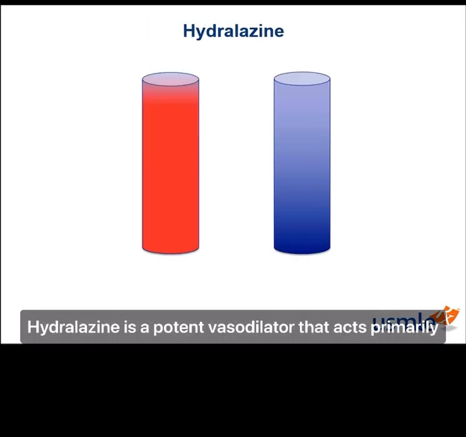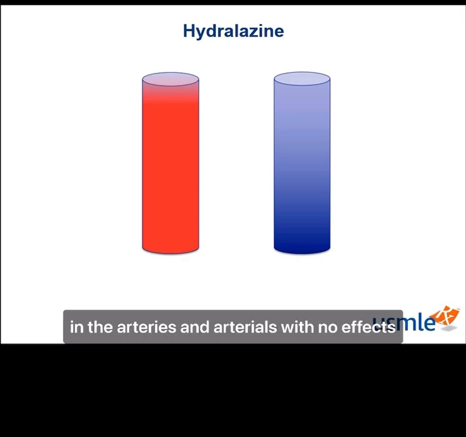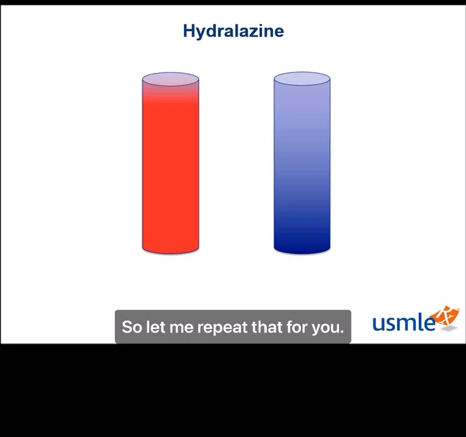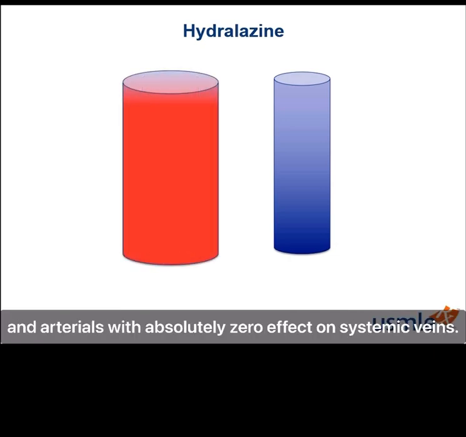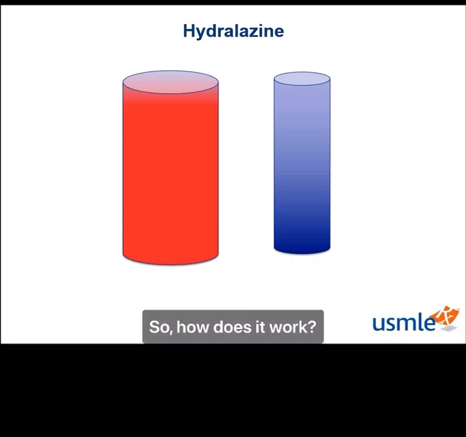Hydralazine is a potent vasodilator that acts primarily in the arteries and arterioles with no effects on systemic veins. So let me repeat that for you. It only inhibits vasoconstriction of arteries and arterioles with absolutely zero effect on systemic veins. So how does it work?